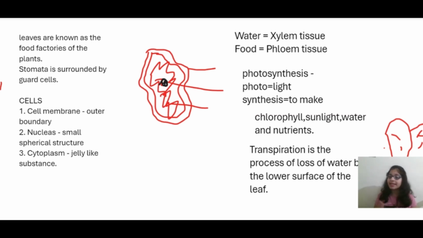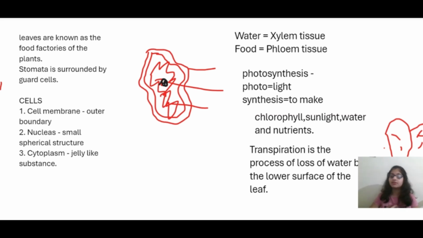First of all, the main element for the process of photosynthesis is sunlight. If sunlight is not there, the plants cannot do the process of photosynthesis. That's why in the name itself it is given that photo means light and synthesis means to make. And the requirements of the process of photosynthesis are chlorophyll, sunlight, water and nutrients.